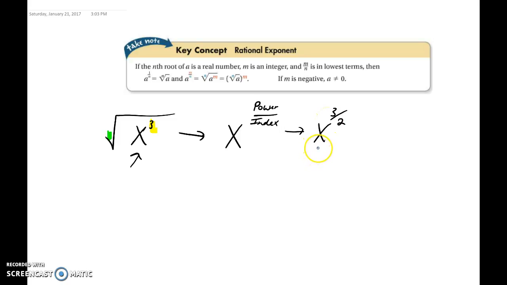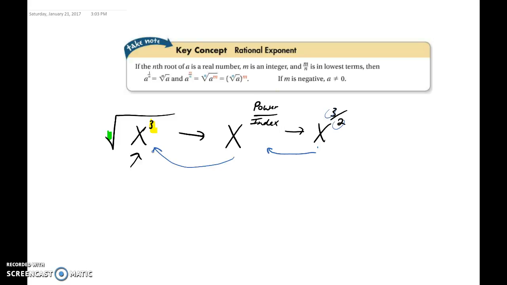So if you're given a rational exponent and you need to rewrite it as a radical, you would say, all right, well, it's power over index. Our power is 3, our index is 2, so it will be x cubed, or the square root of x cubed. All right, so you need to be able to go both ways.